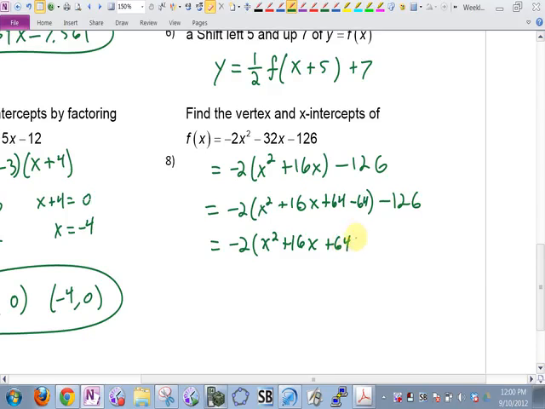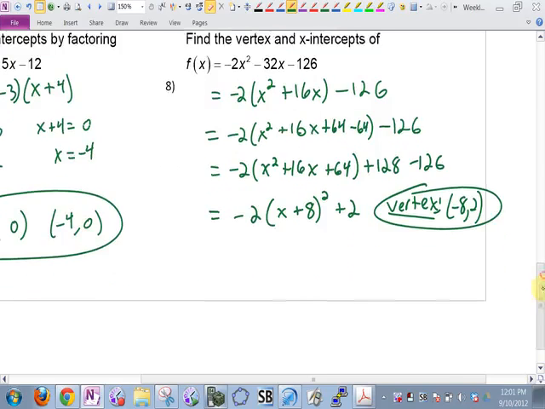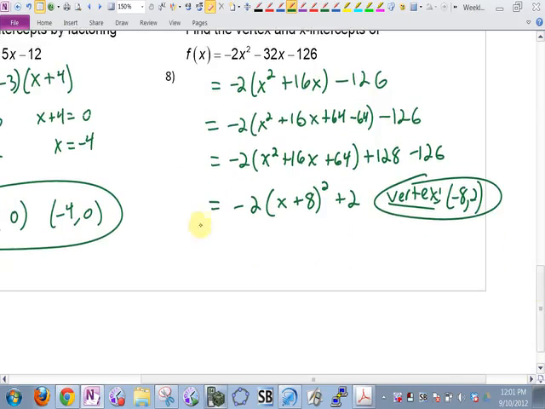Negative 2 distributes to negative 64, that creates a plus 128. And so your final vertex form is negative 2 times x plus 8 squared plus 2. So the coordinates of your vertex, so I was technically asking you for the vertex, not for the vertex form, is the point negative 8 comma 2. Boom. Now, in order to find the x-intercepts, I can just set that equal to 0.